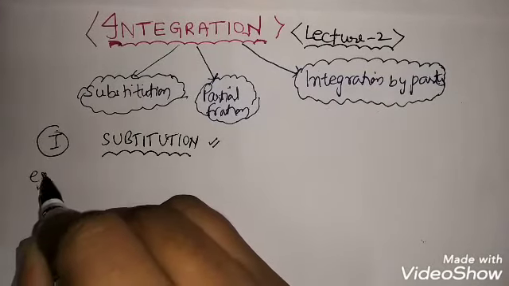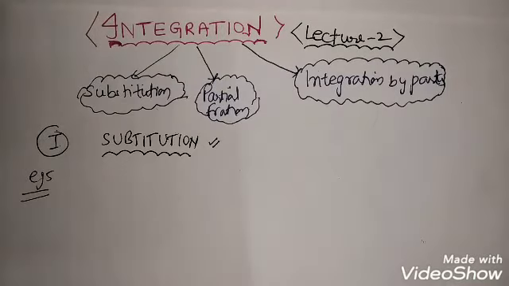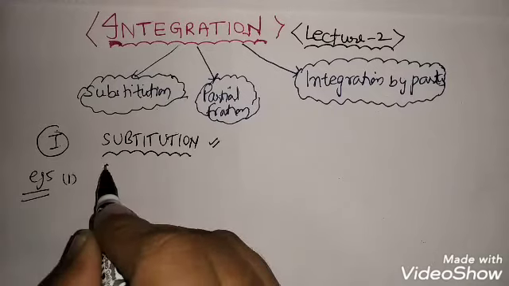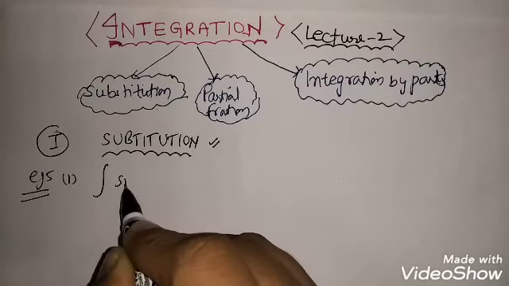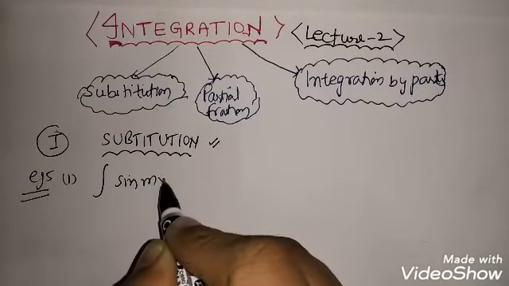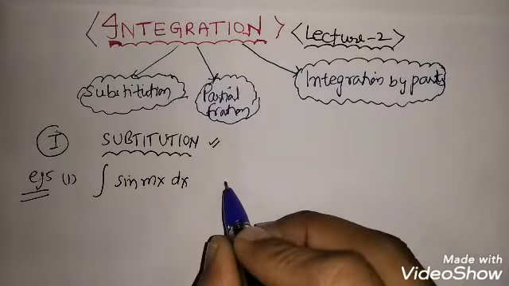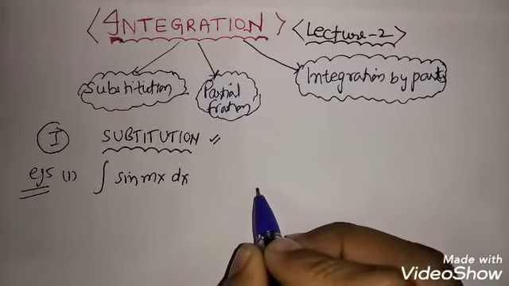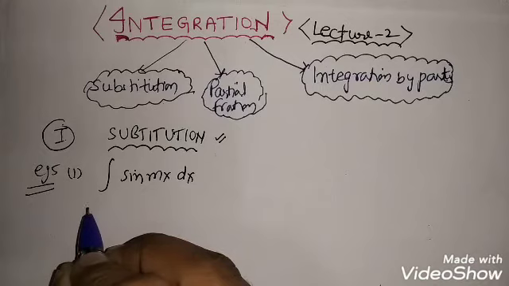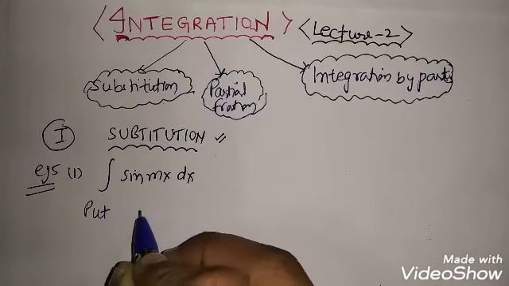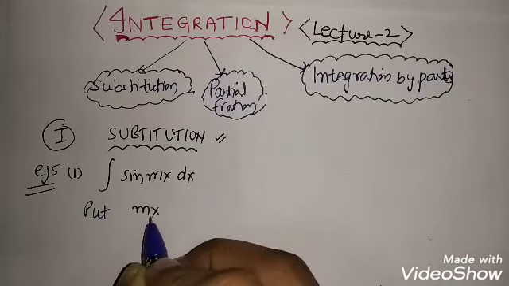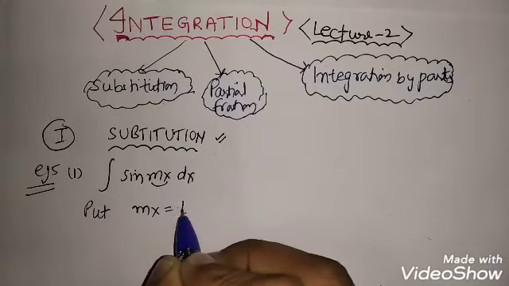Example number 5. First part is integrate sin mx dx. How to integrate sin mx dx? See, I will start the question. First of all, you write put mx, this mx to be t.